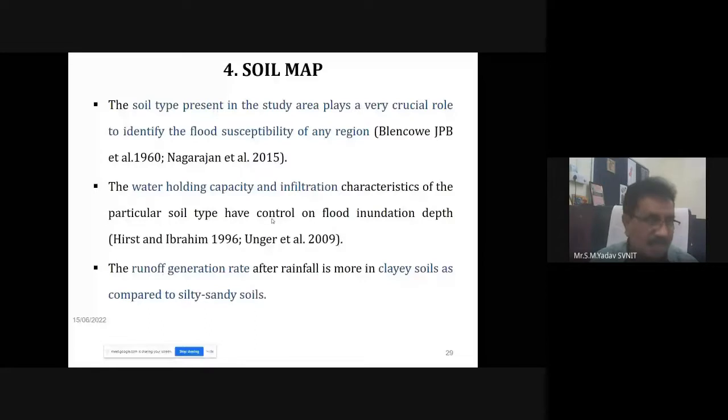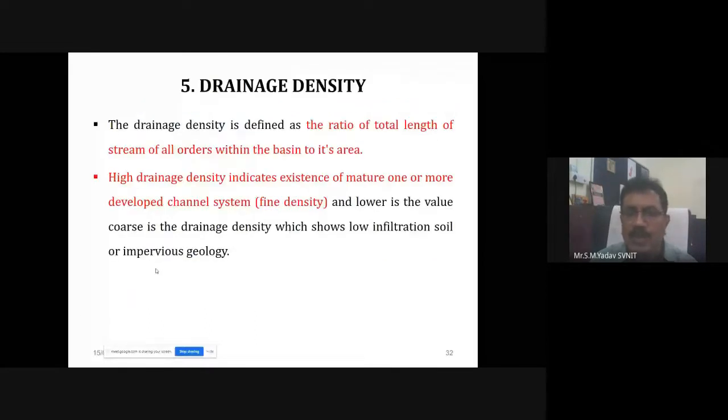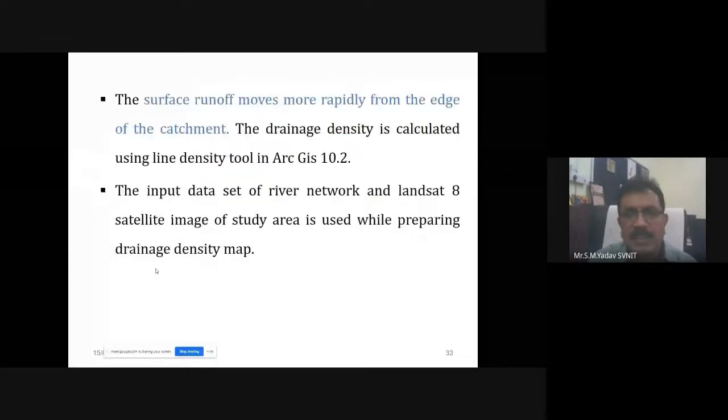Drainage density. The drainage density is defined as the ratio of the total length of streams of all orders within the basin to its area. A higher drainage density indicates the existence of a mature or more developed channel system, and the lower the value, the coarser is the drainage density, which shows low infiltration soil or impervious geology. The surface runoff moves more rapidly from the edge of the catchment.